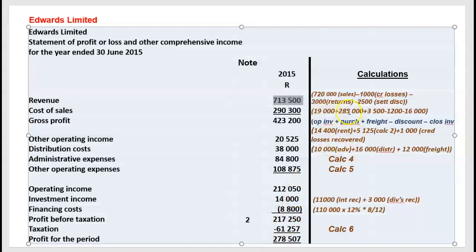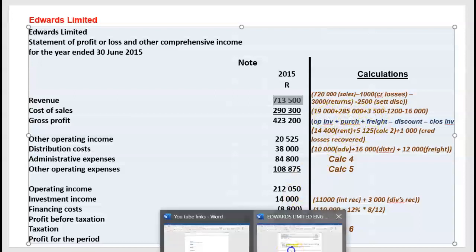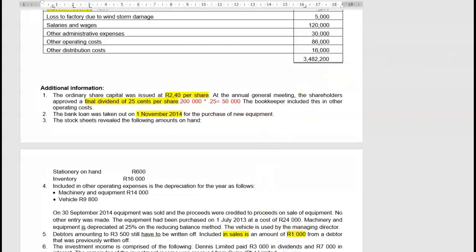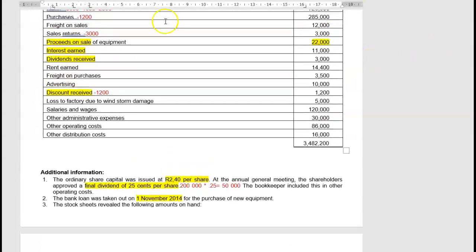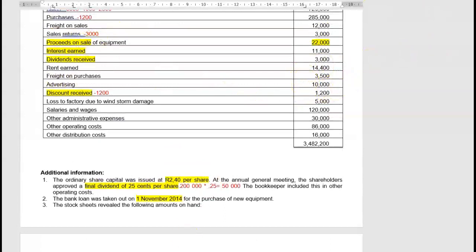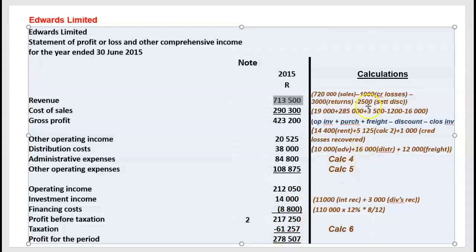Opening inventory plus purchases plus freight. There was freight on purchases as well, somewhere, don't forget about that. Freight on purchases of 3,500, minus the 1,200 discount received, minus the closing inventory, and that will give us total cost of sales of 290,300. Gross profit then, the difference between the two, 423,200.